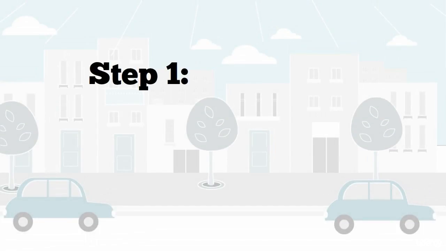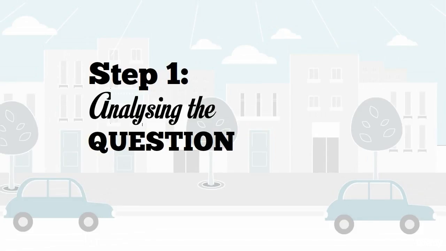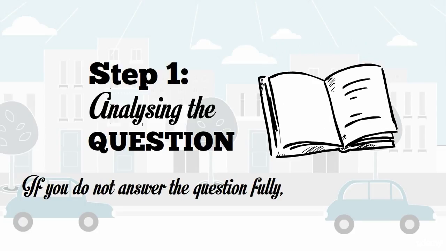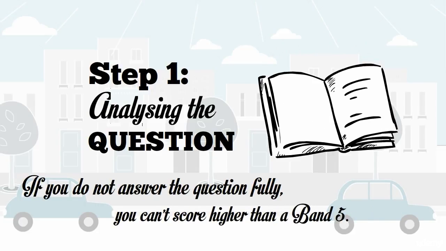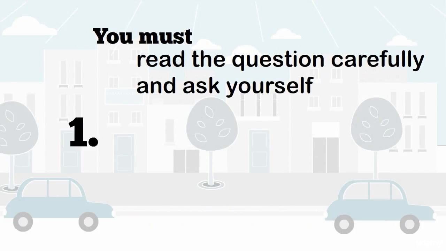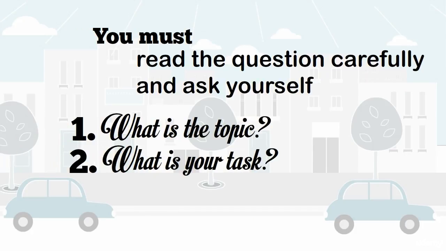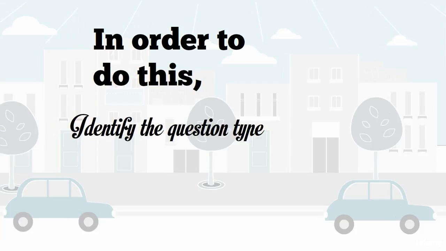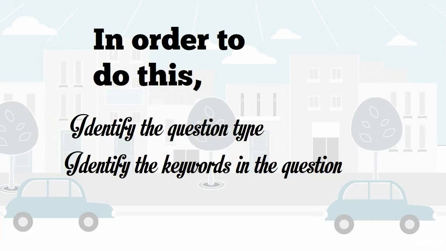The first step is analyzing the question. One of the biggest mistakes that students make is not answering the question properly. If you do not answer the question fully, you can't score higher than a band 5. So you must read the question carefully and ask yourself, what is the topic? What is your task? Because you need to understand the question to know exactly what the examiner is looking for. In order to do this, you must first identify the question type, then identify the keywords in the question in order to find out what the examiner wants you to do with the question.